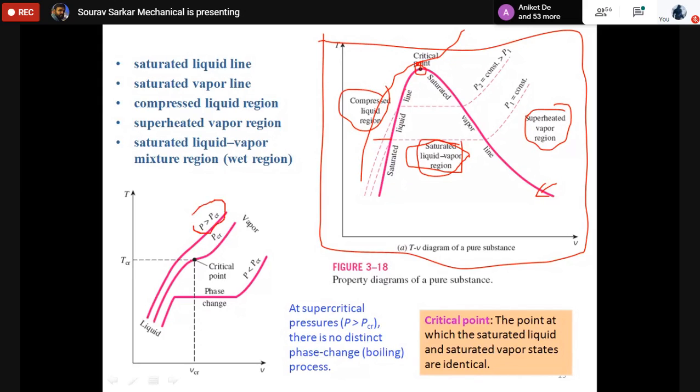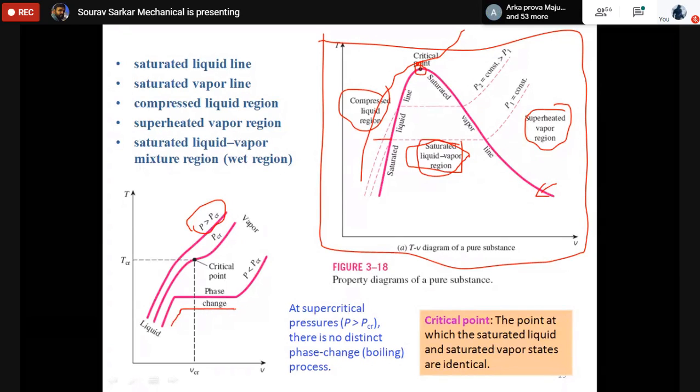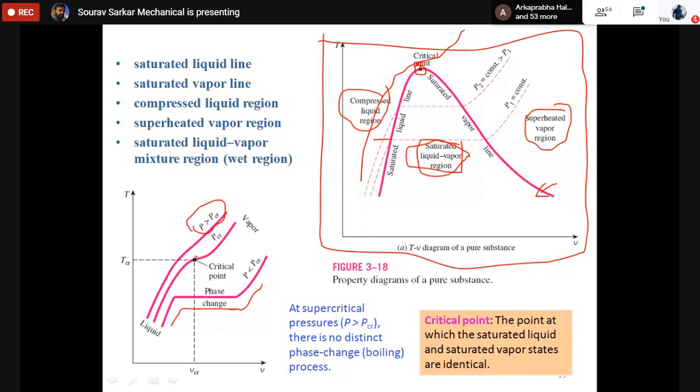If P is greater than P critical, it will directly convert. If it is less than P critical, it will convert like this. And if it is exactly critical, there will be a single point it is going to touch. And that point is basically called the critical point.